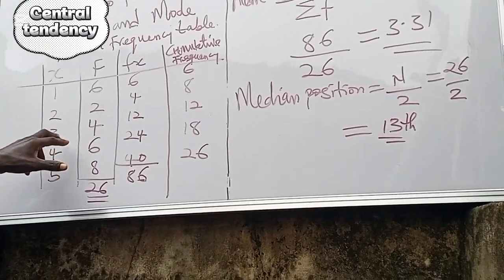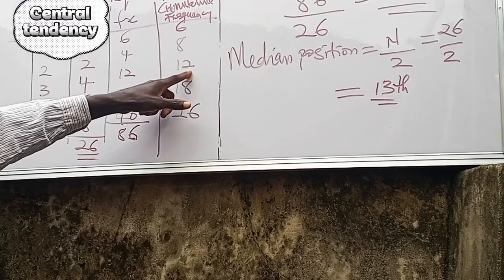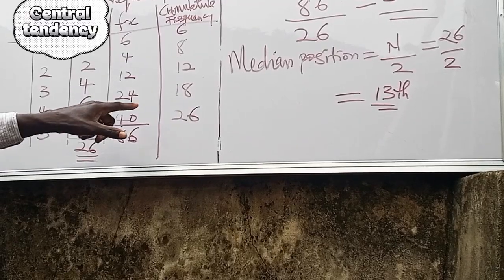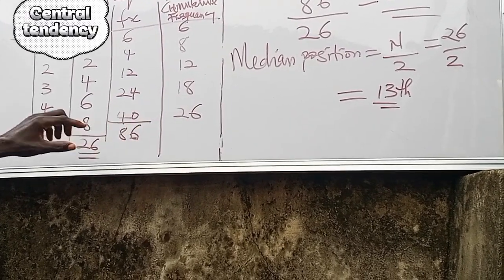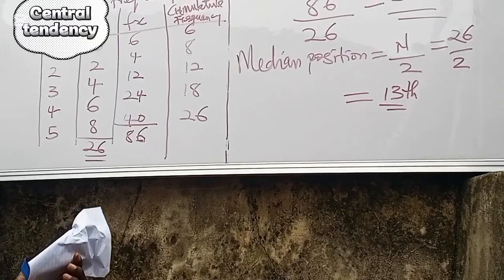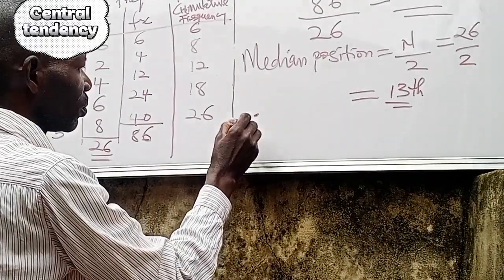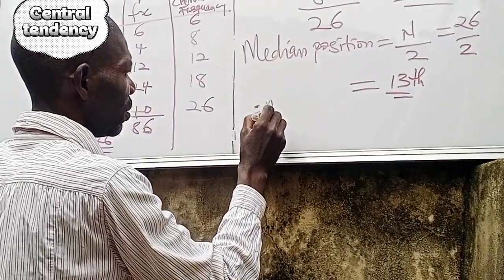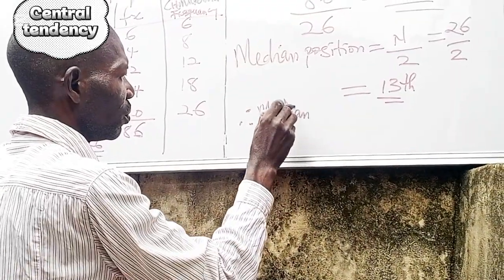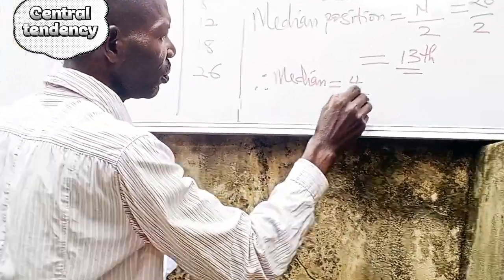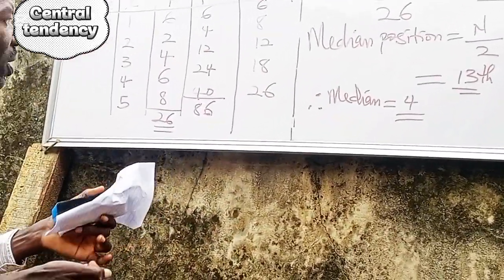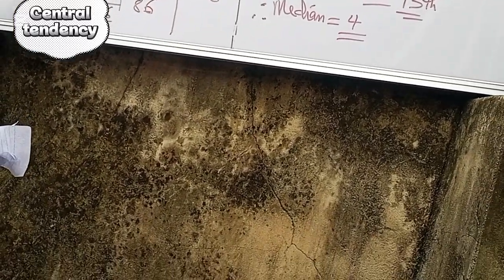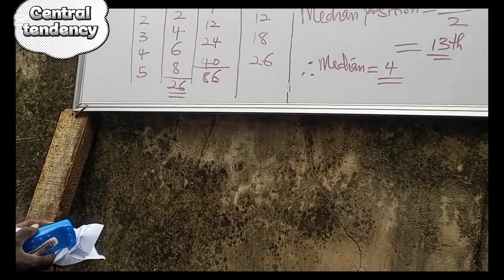You understand? We see that when x is 3 here, it is 12. When x is 4, we have 18 here. So our 13 falls in this group when x is 4. So therefore the median is equal to 4, because it falls in this position when x is 4.